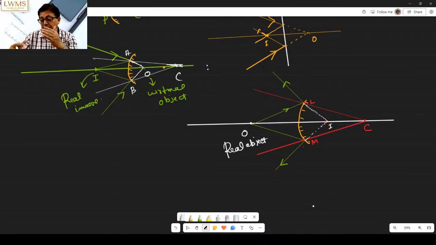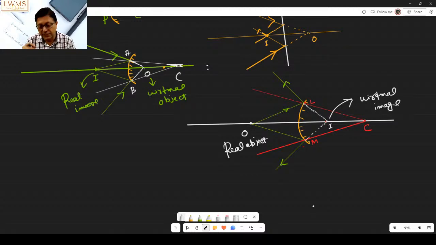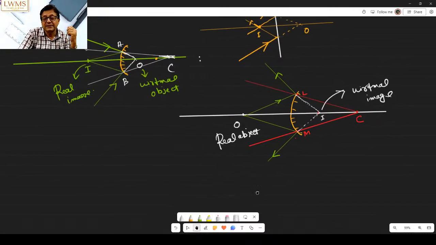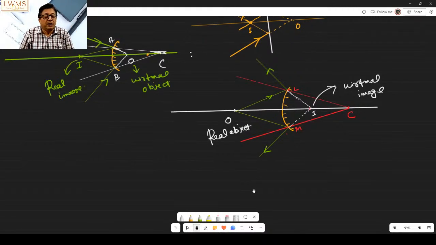I am doing it at an extremely slow rate so that you can practice with me. This is a real object and this one is a virtual image. Alright, there is a real object, virtual image, because those reflected rays are supposed to meet at the point I, we get the position of the image on the principal axis. Clear? So all these we have done for convex mirror.